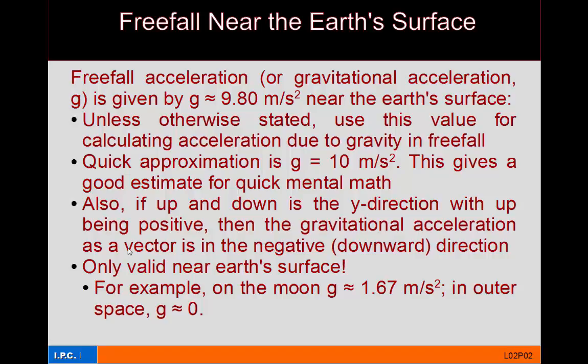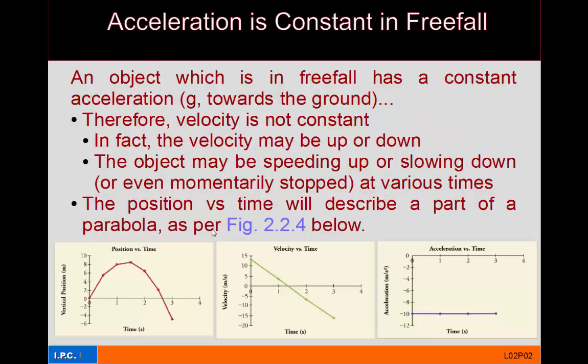And the other note of convention is that if we call up the positive direction, then that means that gravitational acceleration is usually a negative vector because it is downward towards the center of the planet. And again, the acceleration is constant when in free fall. So that means that velocity is not constant. It can in fact be positive or negative. The object may be speeding up, it may be slowing down, it may be momentarily stopped.